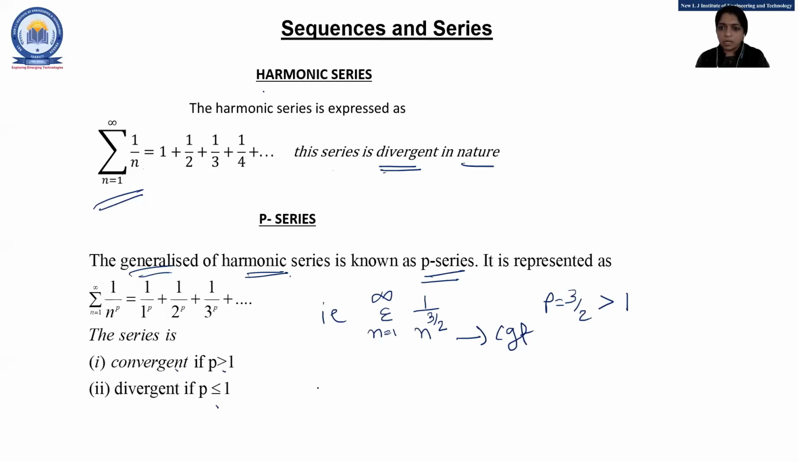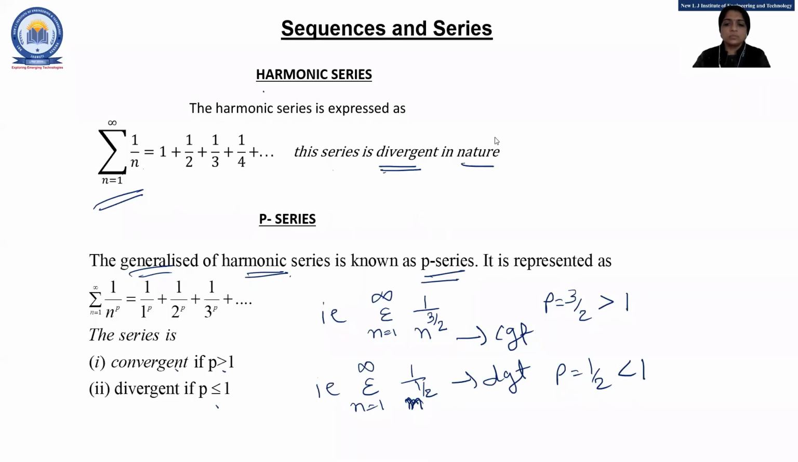Right? But if I give you another example, summation n from 1 to infinity, 1 upon n raised to 1 half. Here your p is 1 half, which is less than 1. And as per the rule, if your p is less than or equal to 1, your harmonic series is divergent. Okay? So, yes, Bhushan, you are right.